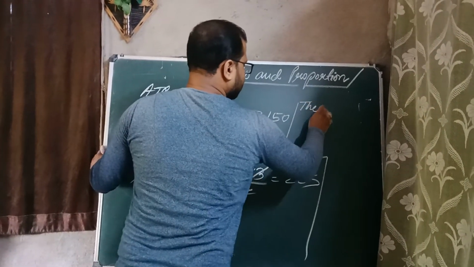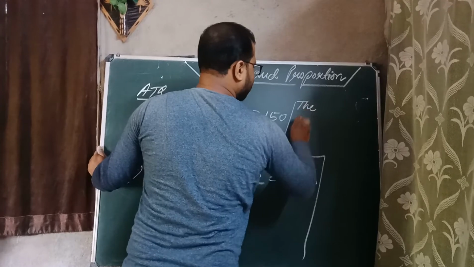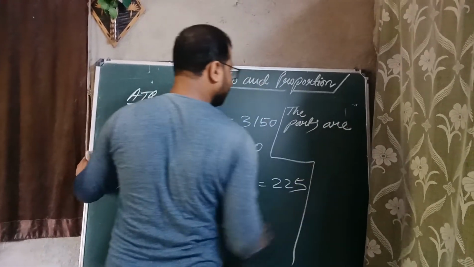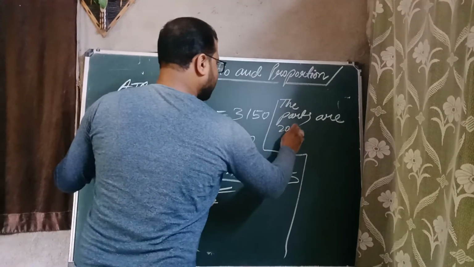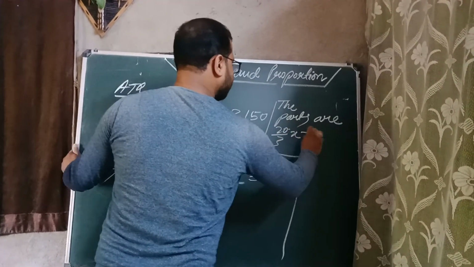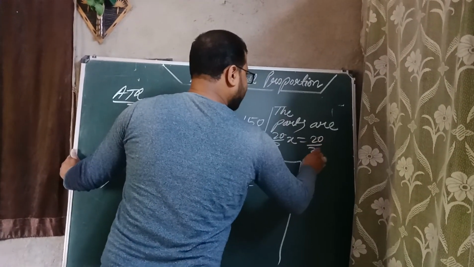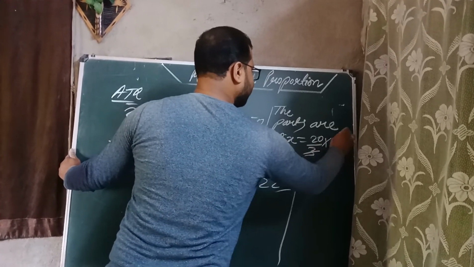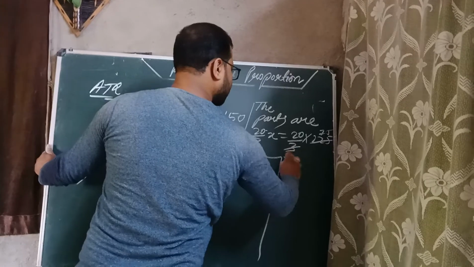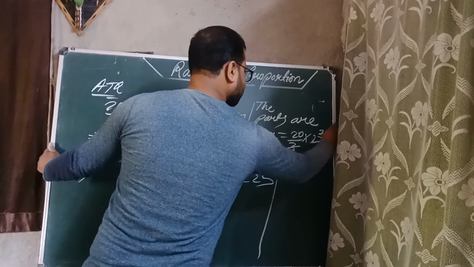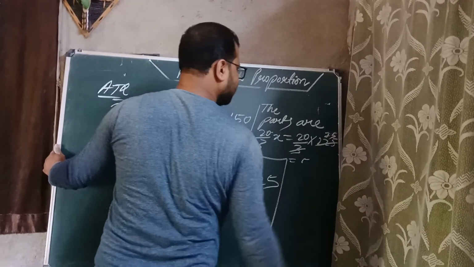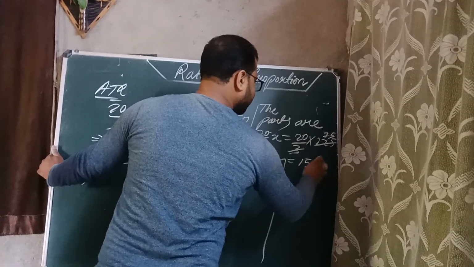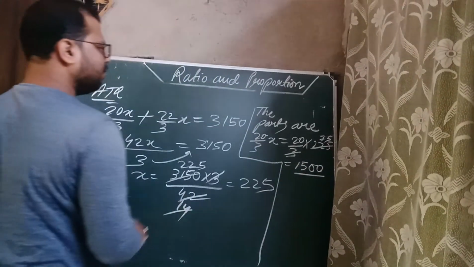So therefore, the parts distributed, parts are, what parts we have taken? One is 20 by 3x. That will be 20 by 3 into 225. Right, students? Just cancel it out. 3 7s are, 3 5s are. So how much? 75 is there. 75 2s are 150, right? 150 means 1500 is the part for this one.